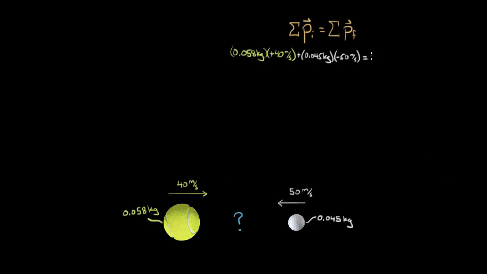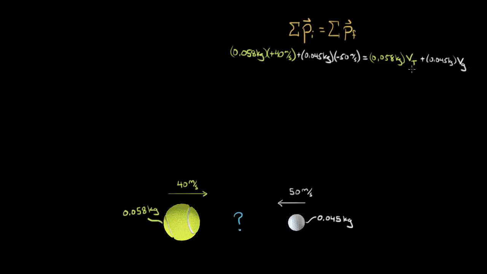So the final momentum of the tennis ball is going to be 0.058 kilograms times V final of the tennis ball. I'm just going to call that VT for V of the tennis ball. Plus the final momentum of the golf ball is going to be plus 0.045 kilograms times the final velocity of the golf ball. I'm going to put VG for V of the golf ball, and this is going to be the velocity after the collision.